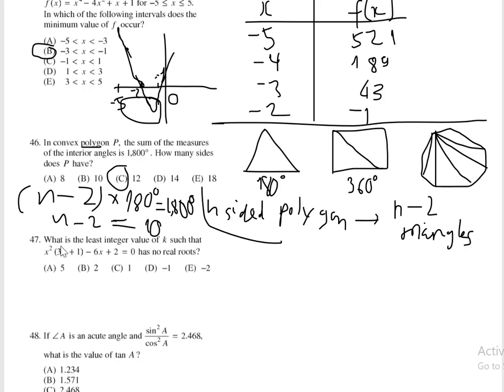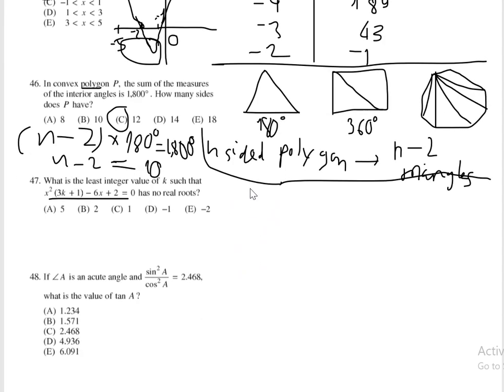Question 47. What is the least integer value of k such that this equation has no real roots? So for a quadratic equation to have no real roots, its discriminant must be smaller than 0. So let me write down the formula for the discriminant.